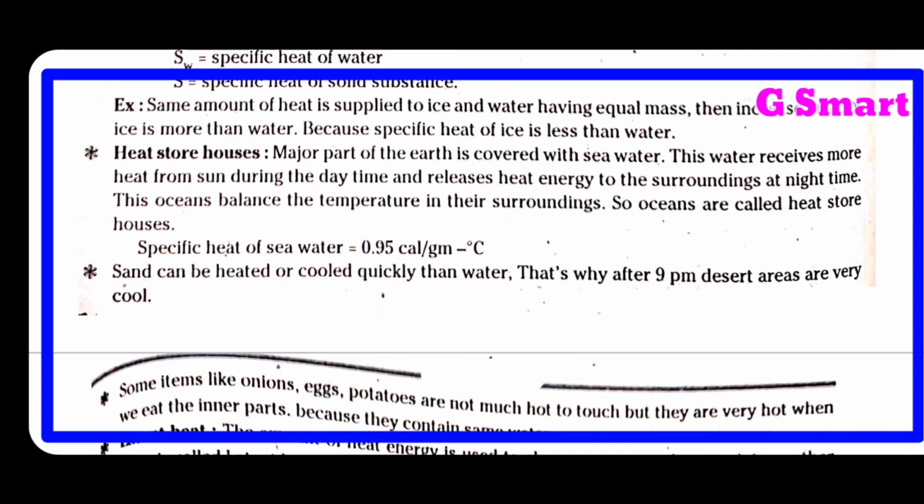Heat storehouses. Major part of the earth is covered with sea water. This water receives more heat from the sun during the daytime and releases heat energy to the surroundings at night time. These oceans balance the temperature in their surroundings. So oceans are called heat storehouses.